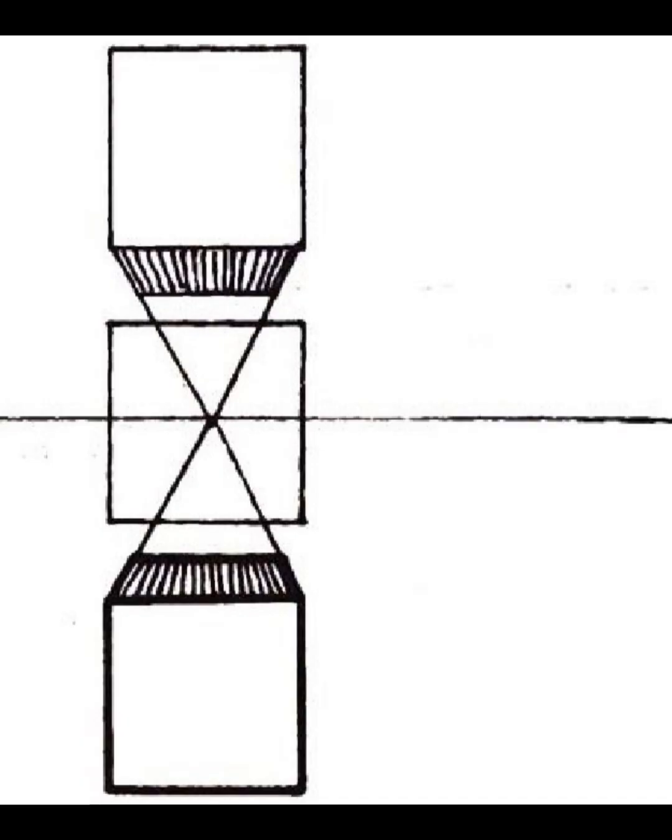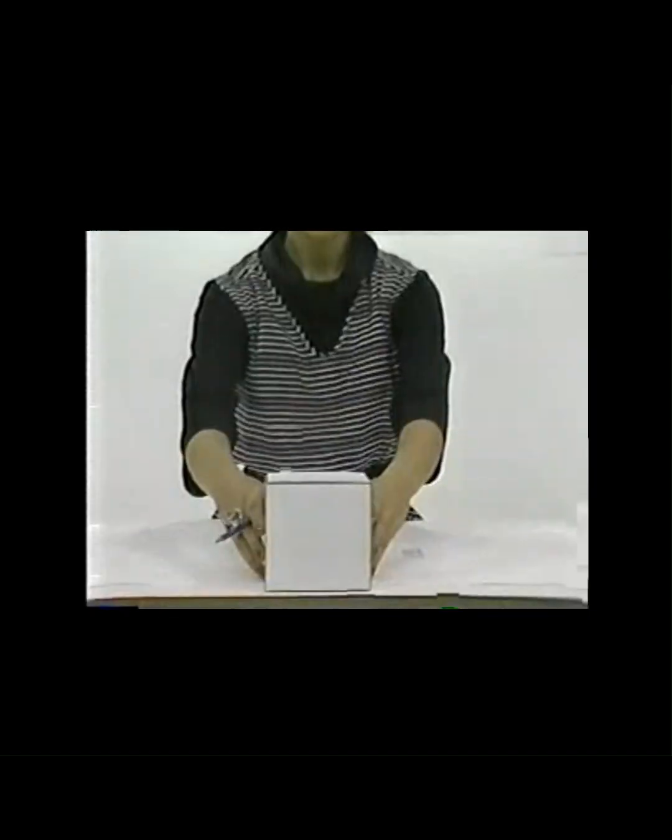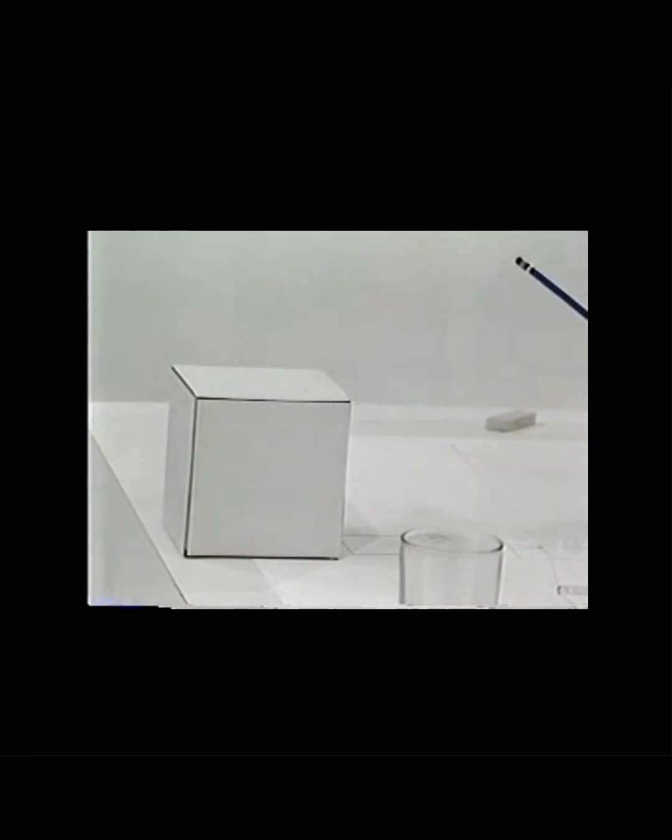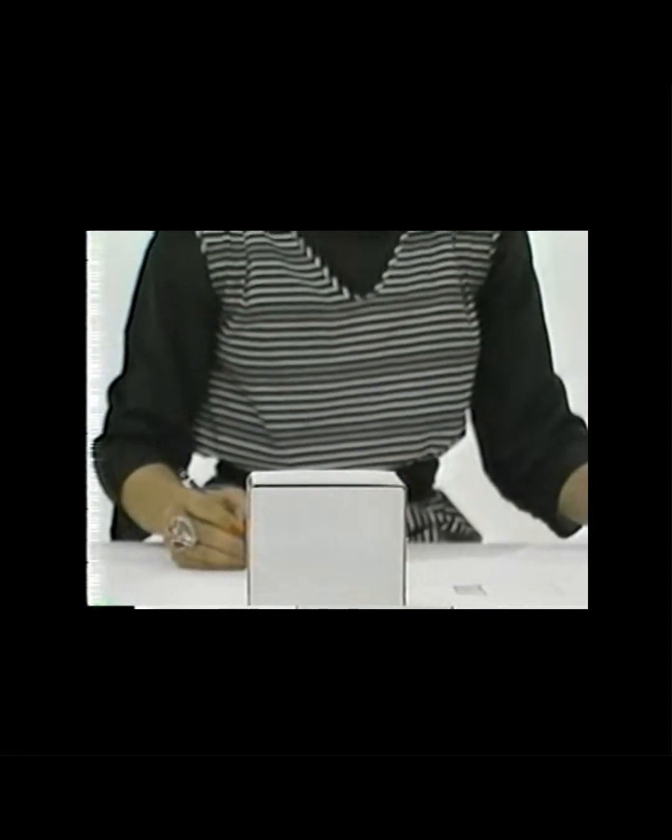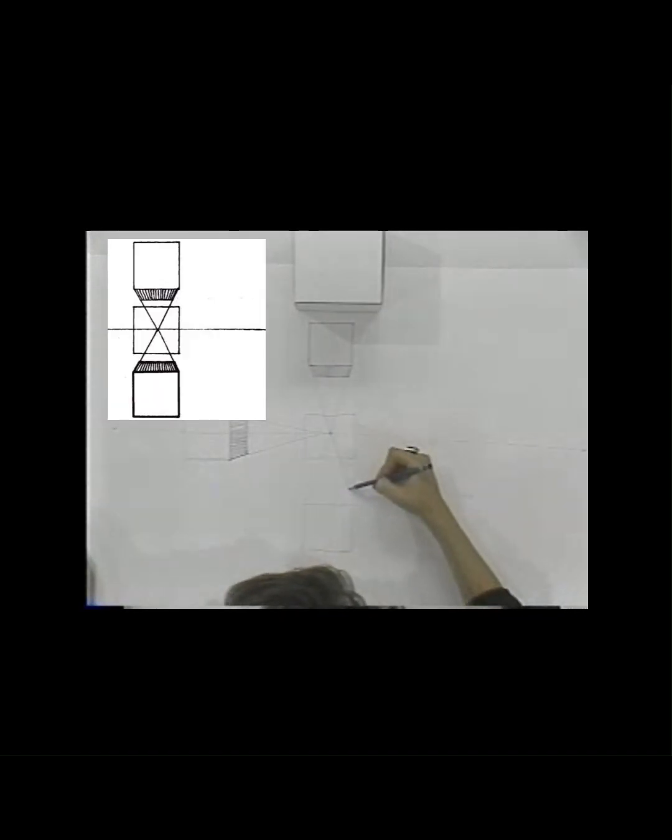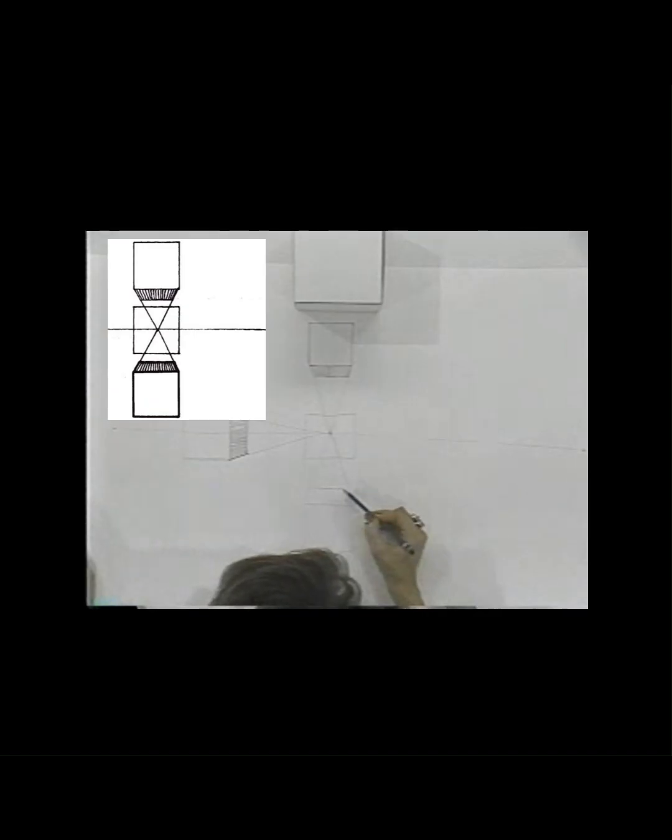When I put this box straight in front of me, again straight in front, you can see that these two lines are converging into one point. So we'll draw this. We'll draw the front side first, and then the top side converging into our one vanishing point on our eye level. Now we get a better idea about depth.